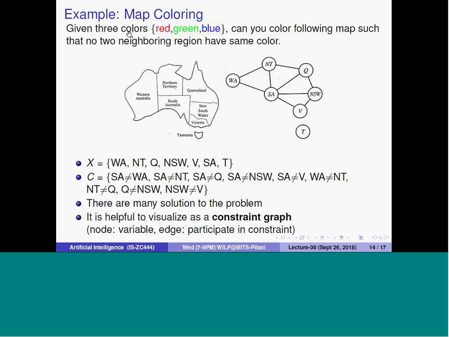assume that you are given three colors, red, green, and blue, and you color the following map. This map is Australia. I think you may know these things; I have never been there. The places are Queensland, New South Wales, Victoria, South Australia, and Tasmania. So these are the places in Australia.